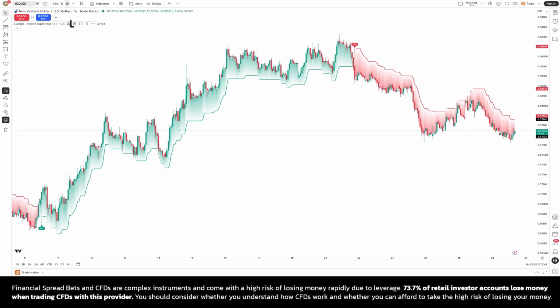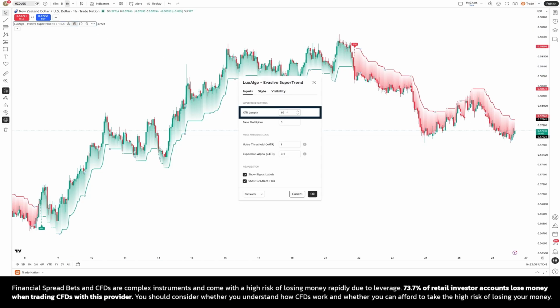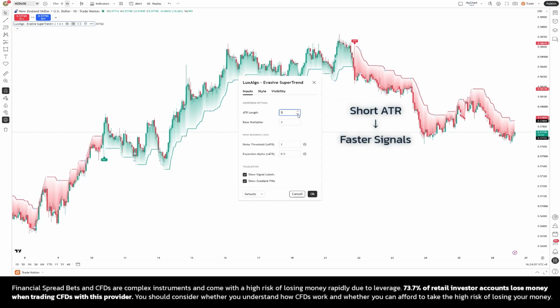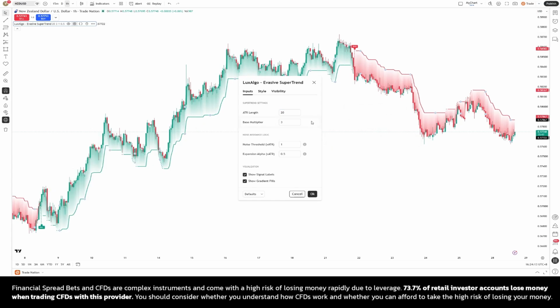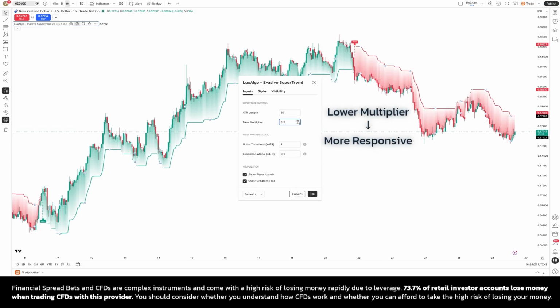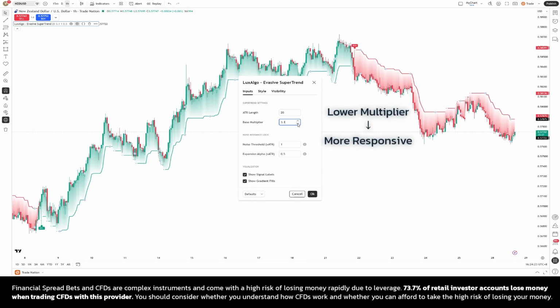The settings control how sensitive the indicator becomes. The average true range length changes how much volatility history is used in the calculation. A shorter length reacts faster but may be more sensitive to short-term movement. A longer length smooths the reading but may react more slowly. The base multiplier controls the initial distance of the band from price. A higher multiplier generally creates fewer trend changes, while a lower multiplier makes the indicator more responsive.